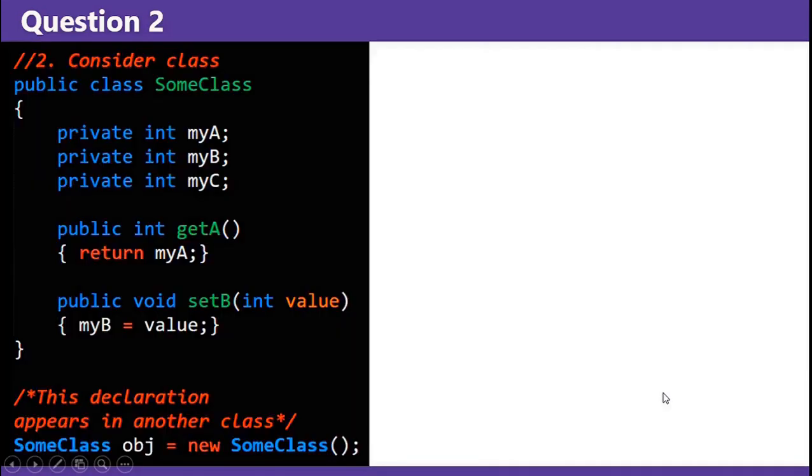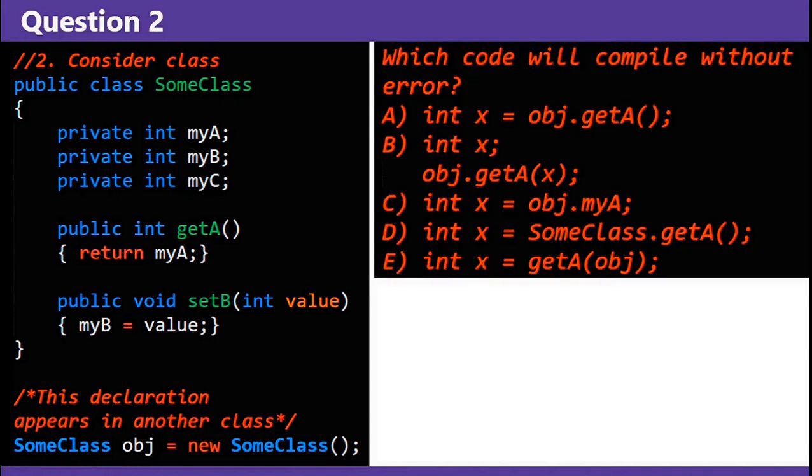Question 2. Consider the class, public class SumClass, private int myA through C, public int getA, you return myA, public void setB, given the value, you set that to myB. This declaration appears in another class, SumClass obj equals new SumClass. What code will compile without error?